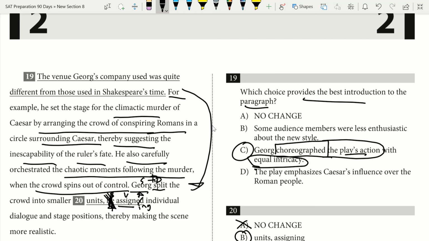A, the venue George's company used was quite different from those used in Shakespeare's time. We don't talk about that, so A is wrong. B, some audience members were less enthusiastic. We don't talk about their enthusiasm. B is wrong. D, the play emphasizes Caesar's influence over the Roman people. We're just using Caesar as an example to show that choreography. So D is wrong as well.